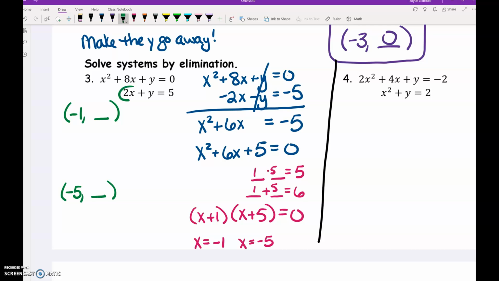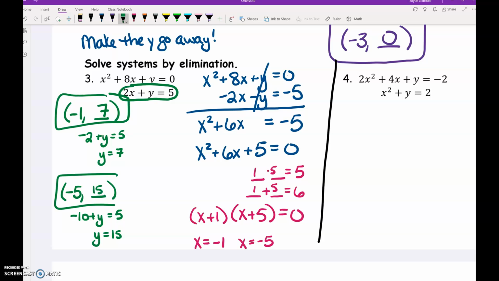The problem with this is that this equation is not in the form y equals. So we're going to have to do 2 times -1, which is -2. -2 plus y equals 5. Add 2 to both sides. Y is 7. And then do the same thing with -5. 2 times -5 is -10. So y equals 15. Our solutions are -1, 7 and -5, 15.